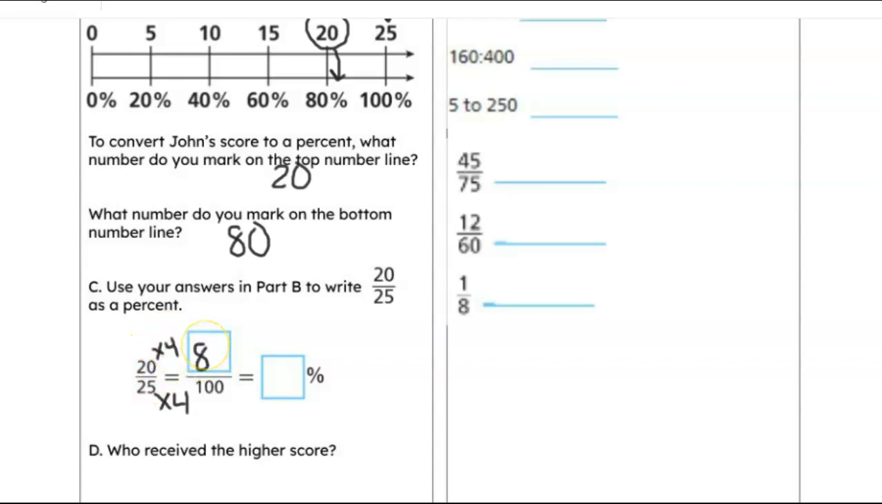20 times 4 is 80. And since 80 is sitting over 100 and percents are out of 100, it is 80%. So John scored an 80%. Vince scored an 82.5. Who received the higher score? That would be Vince because he was in the 82.